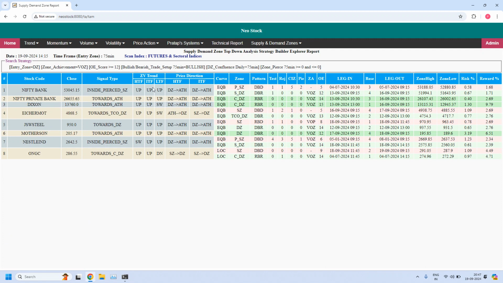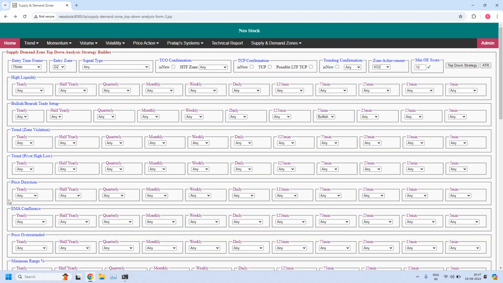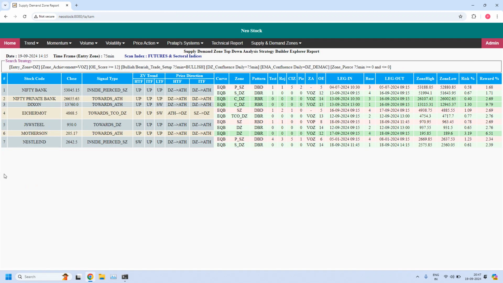Always the daily trend should be uptrend here in the bullish trade setup. Because the daily trend is uptrend, if any of these 8 stocks are having a daily EMA confluence, it is a high probability trade setup. So let me add the EMA confluence filter. In the EMA confluence, daily time frame, I am selecting daily demand zone with daily EMA confluence. So all the 7 stocks are having daily EMA confluence. Excellent. Nifty Bank is also there.